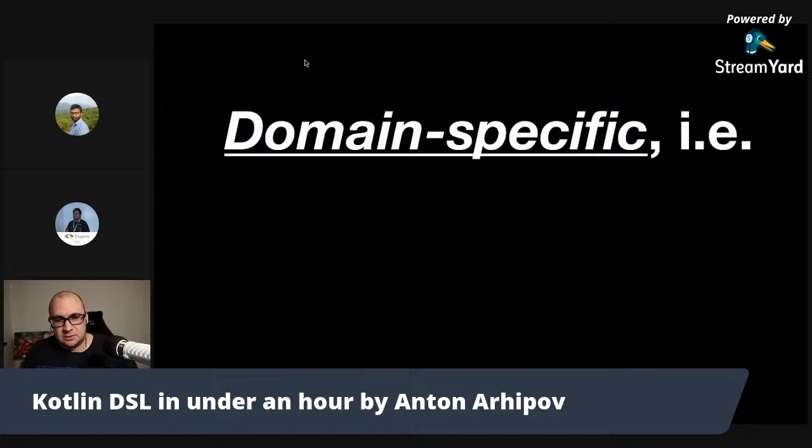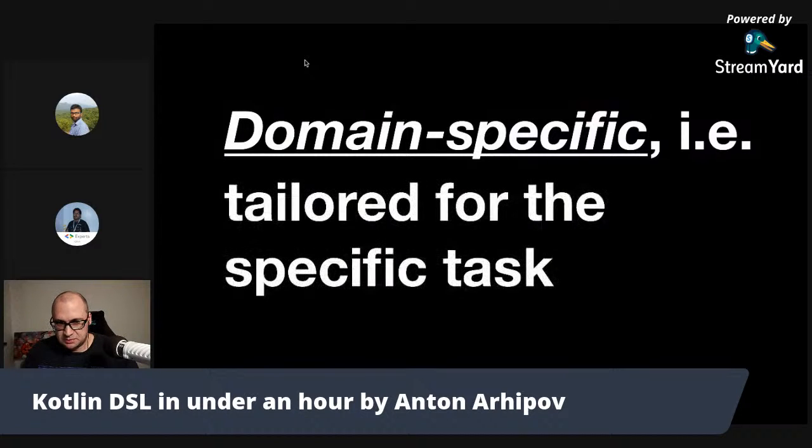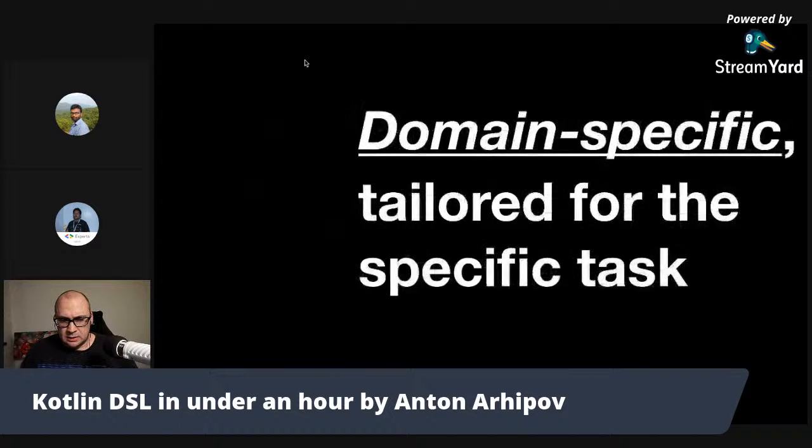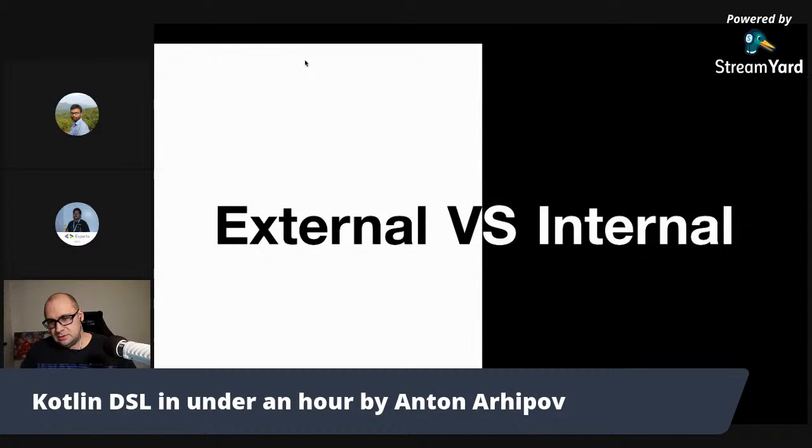So when we talk about domain specific stuff, it means that we are talking about things that are tailored for a specific task. And when we talk about the languages, it comes to external DSLs and internal DSLs. When we talk about external DSLs, we actually have tools for that as well. Normally, we would create some sort of a grammar description. Then we would have some tool to generate a parser, a lexer, code generator, and so on.